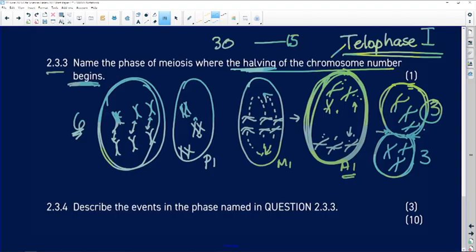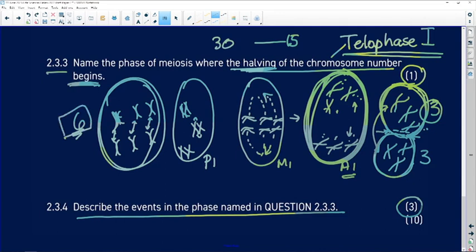Let's look now at 2.3.4, and you're going to find out that you've already actually answered it, because 2.3.3 just asked for the name of the phase. And now we have to describe the events in that phase, where you will talk about the cell membrane constriction, or if it was a plant cell, the cell plate that gets laid down. And now we have 2 cells, and each of the cells has half of the number of the chromosomes that were in the original cell.